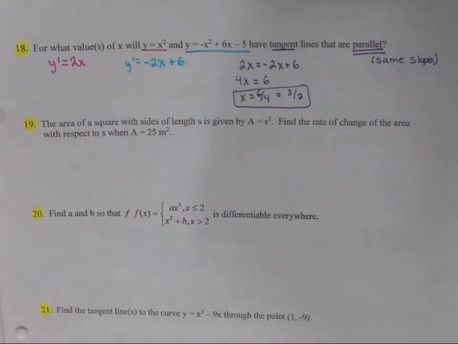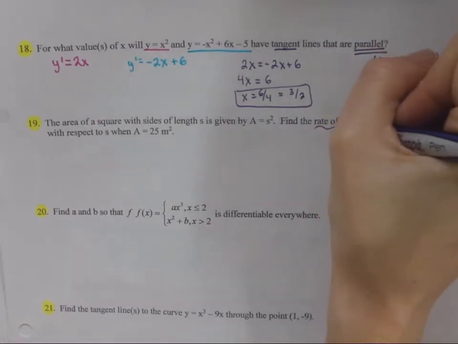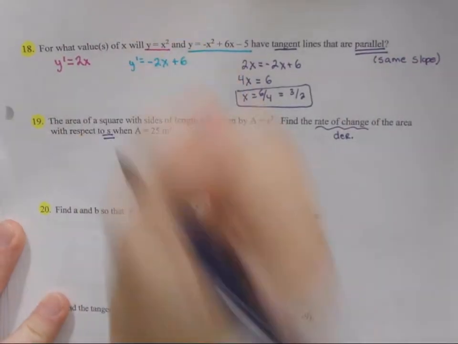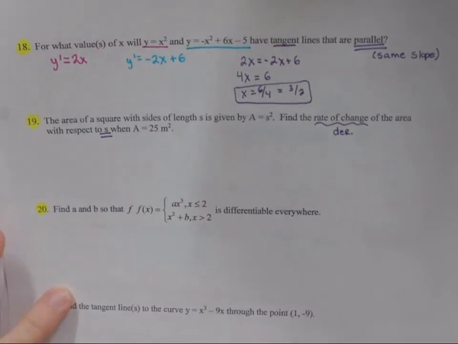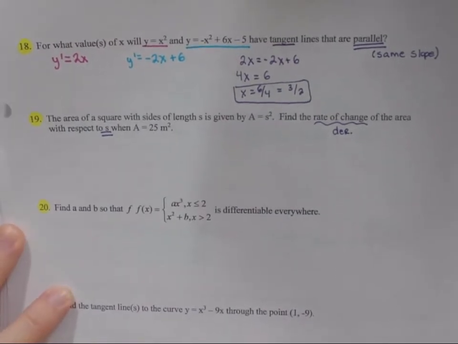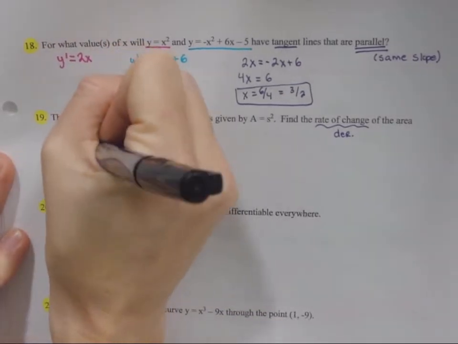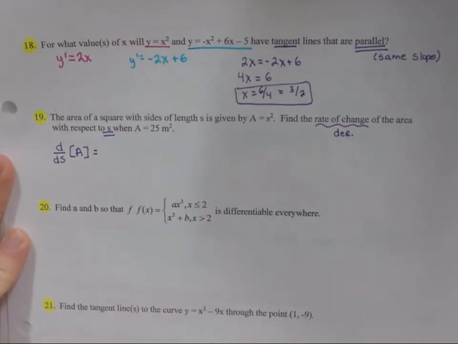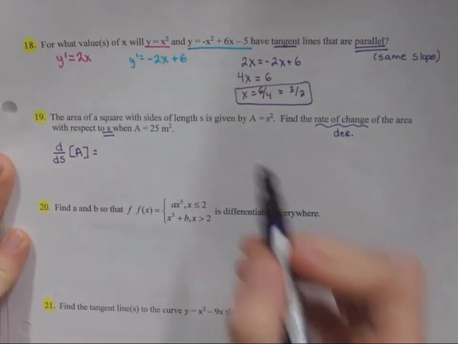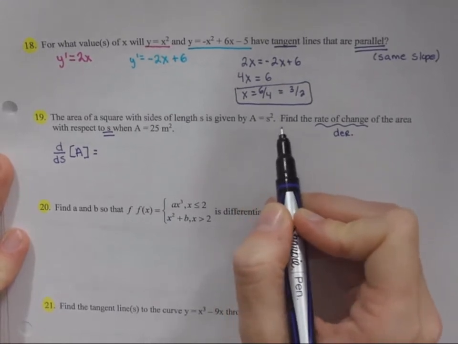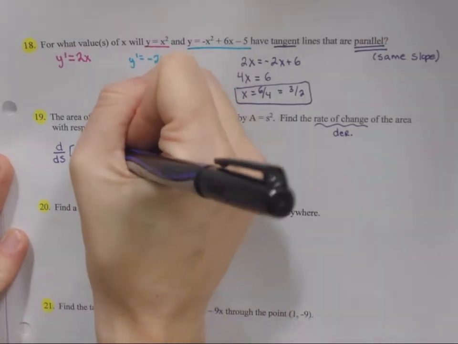Okay, the next one gives the area of a square with side length s given by A equals s squared. Find the rate of change. Rate of change usually means we're taking the derivative of the area with respect to s. So here's what I'm going to do before I do anything else. Normally we take the derivative of y with respect to x. What they're asking for this time is to take the derivative of area with respect to s instead of y with respect to x. So it's almost like y equals x squared, but we have A equals s squared. So the derivative of s squared is just going to be 2s.